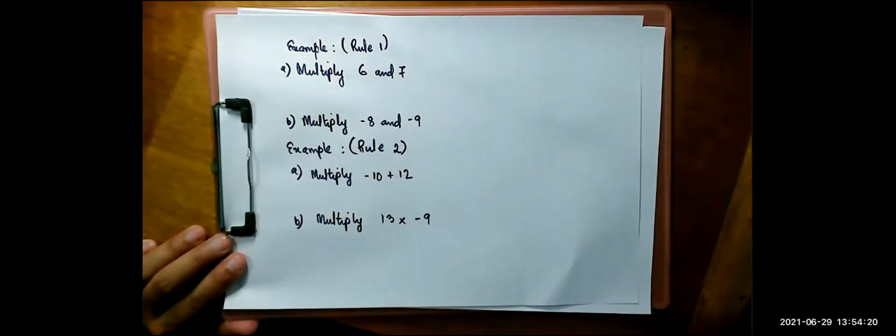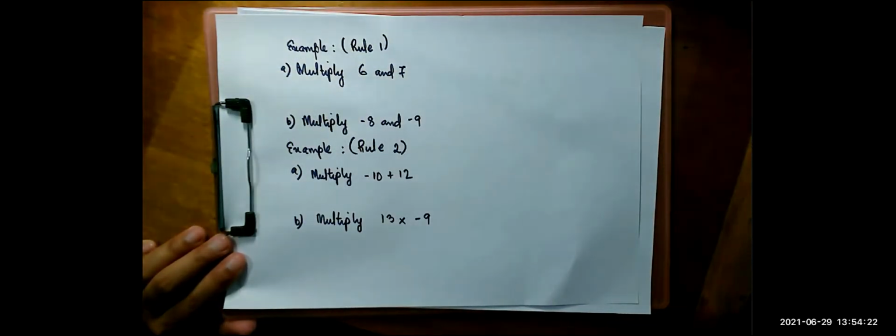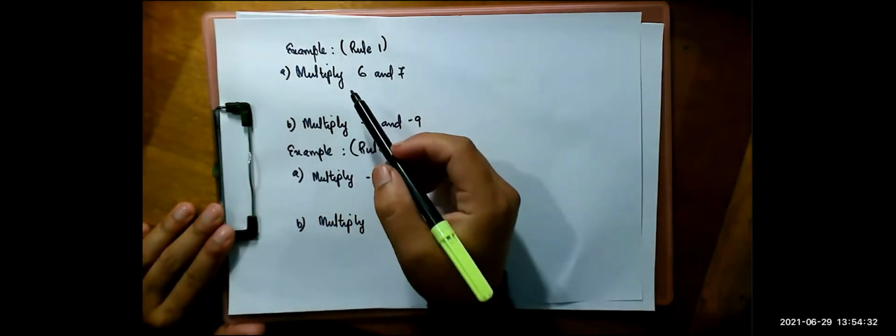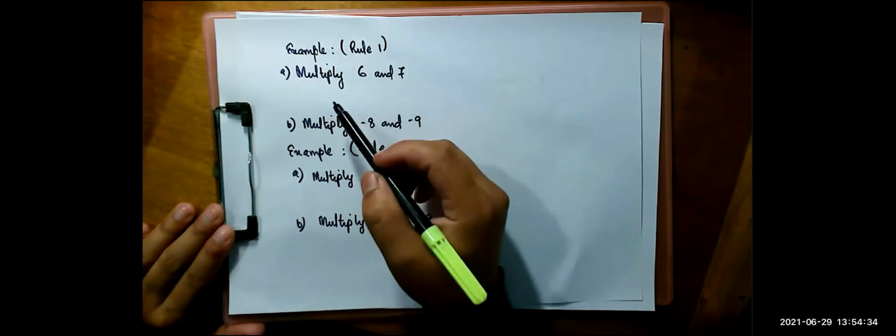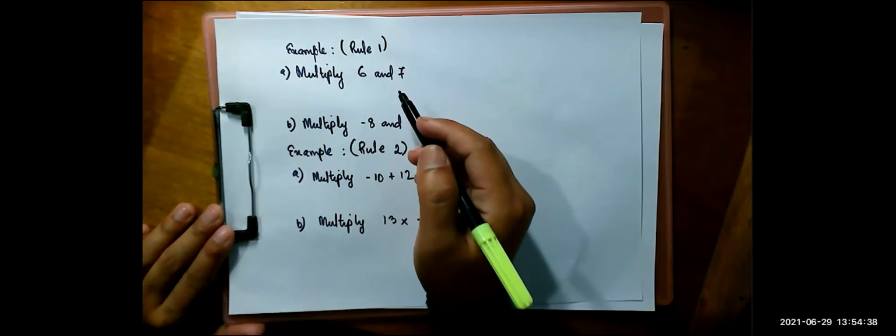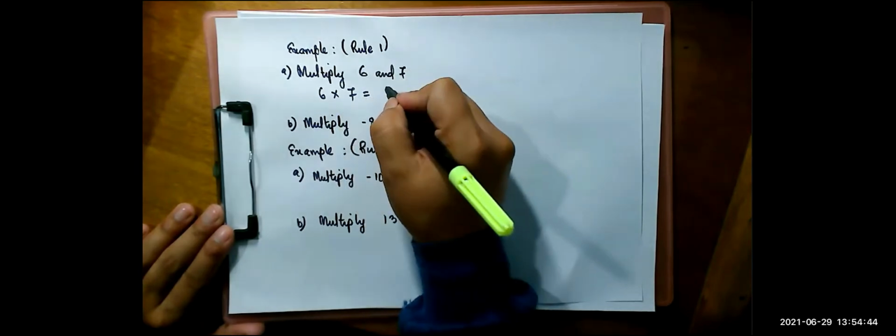Okay, let's start with the first rule. The first rule states that when we multiply two integers having the same sign, the product will have a positive sign. Example: let us multiply 6 and 7. In this case, both 6 and 7 bear a positive sign, so the product, 6 into 7, is 42. The product will bear a positive sign.